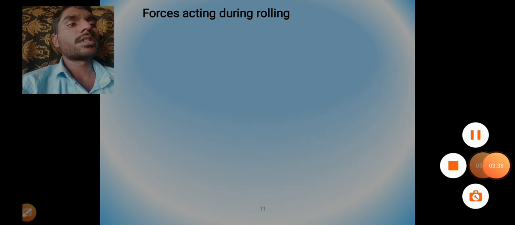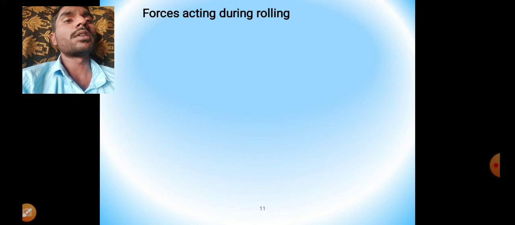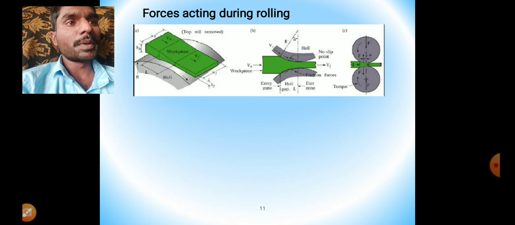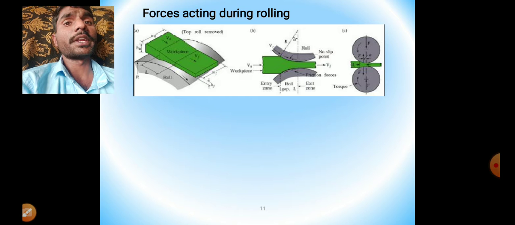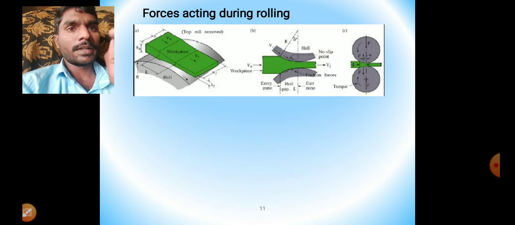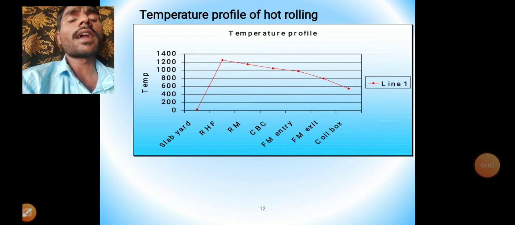These are the rolling processes, where deformation takes place in between the rolls. These are the forces acting between the roll and the roll, and the structures. The forces are the tangential force, separating force, and radial force acting between the rolls. This is where deformation takes place. Next, the temperature profile in hot rolling.